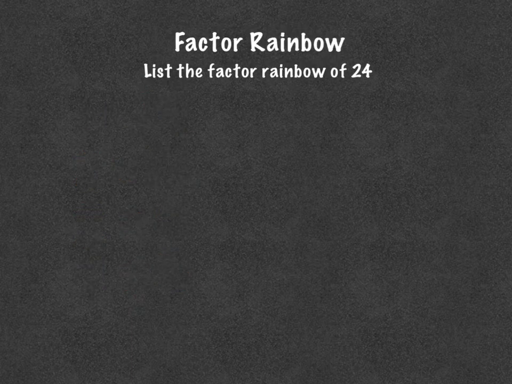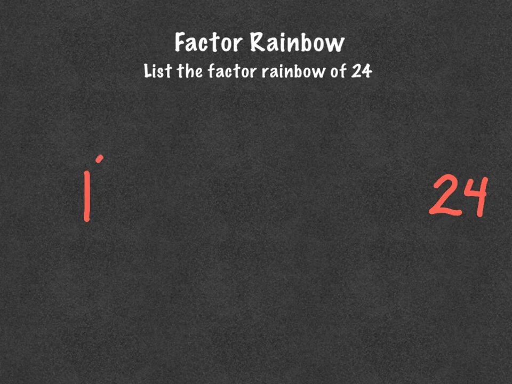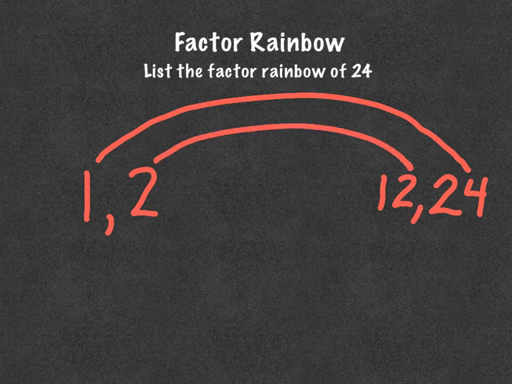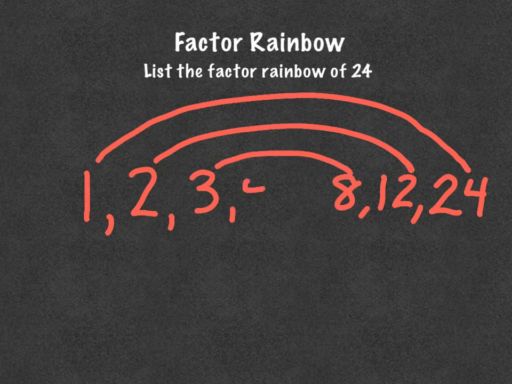Okay, now another way to talk about these is a factor rainbow. So when you talk about that, it's the same type of idea. So we'd have 1 times 24. And then the way they talk about it with rainbows is to connect the two that are going to multiply together. And then we're going to put a comma in between our factors. 2 times 12. And then we are going to connect those two. And then 3 times 8. And then we'll connect those two. And then 4 times 6, and you connect those two.